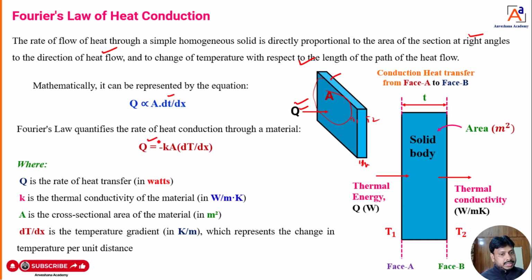Now, that equation I can mark here as Q is equal to minus K A dT by dx, where Q is the rate of heat transfer, K is thermal conductivity, unit is watt per meter Kelvin, A is the cross sectional area which is perpendicular, and dT by dx is the temperature gradient.